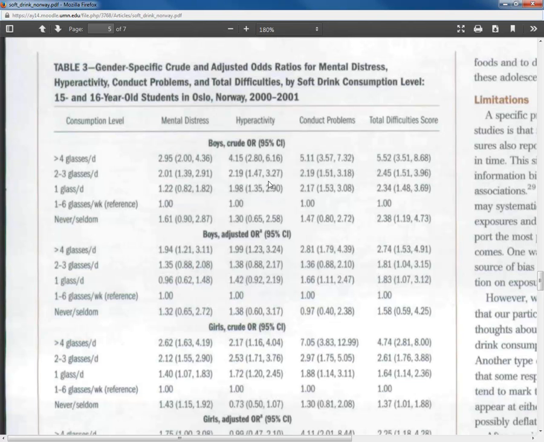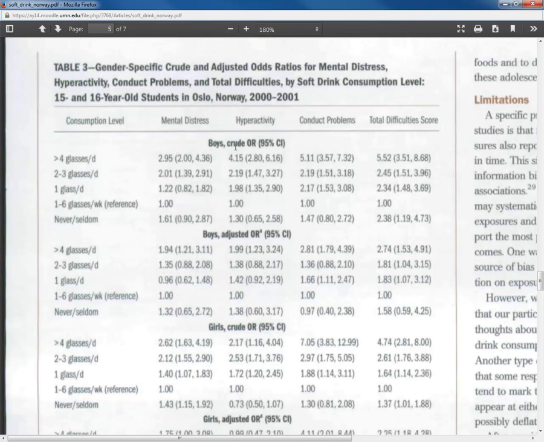But for something like hyperactivity, it is statistically clear that 1 glass a day has higher risk of being hyperactive than 1 to 6 glasses a week, because the confidence bounds include only values above 1, and the point estimate for the odds ratio is about 2, so about double the risk of hyperactivity for just this additional amount of consumption, 1 glass a day, compared to 1 to 6 glasses a week. And you can see a similar table down here for girls.